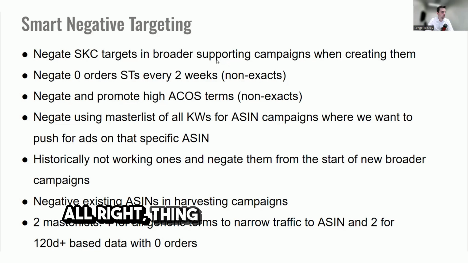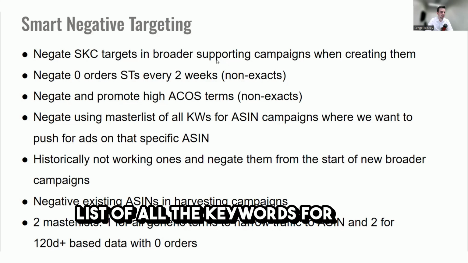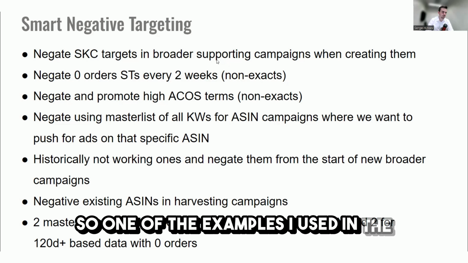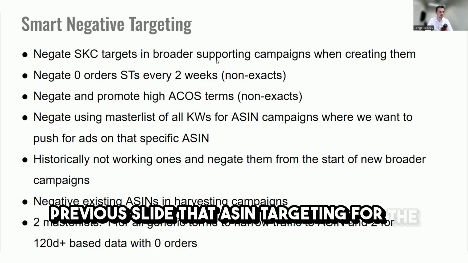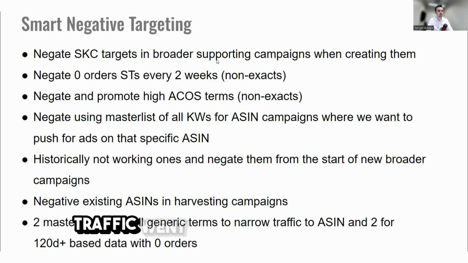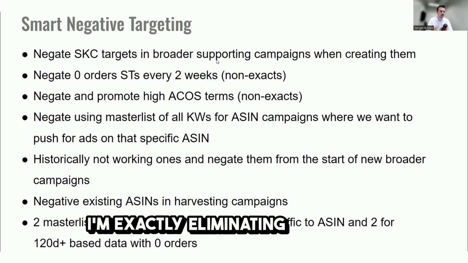All right. Thing number 4 here is to use a master list of all the keywords for ASIN campaigns where we want to push ads for that specific ASIN. So one of the examples I used in the previous slide, that ASIN targeting for the competitor. And once we launched that, we saw that 60% of traffic went to those search terms. So this is the step where I'm exactly eliminating that issue, right?